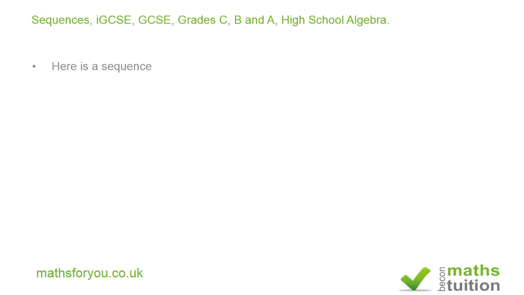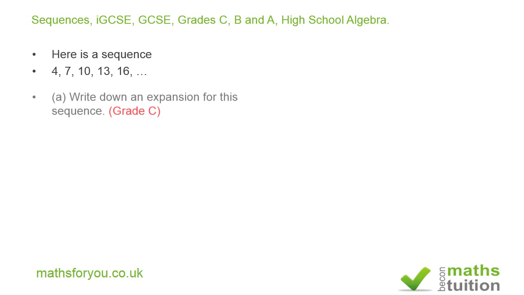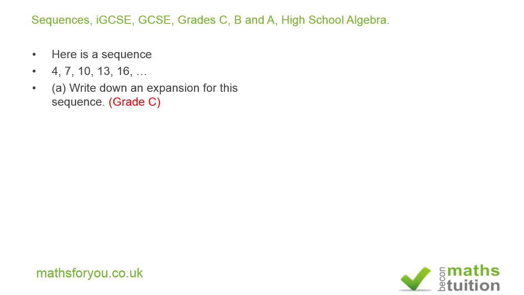Okay, so here it says, here is a sequence, and the sequence is 4, 7, 10, 13, and 16, and so on and so forth. It then says, write down an expansion for this sequence. It says write down, but I'm not going to just write it down. I should try and show how I got my answer. So here's my sequence again: 4, 7, 10, 13, and 16. As you can see, moving from left to right, the numbers are increasing by 3. And if you move from right to left, the numbers are decreasing by 3.